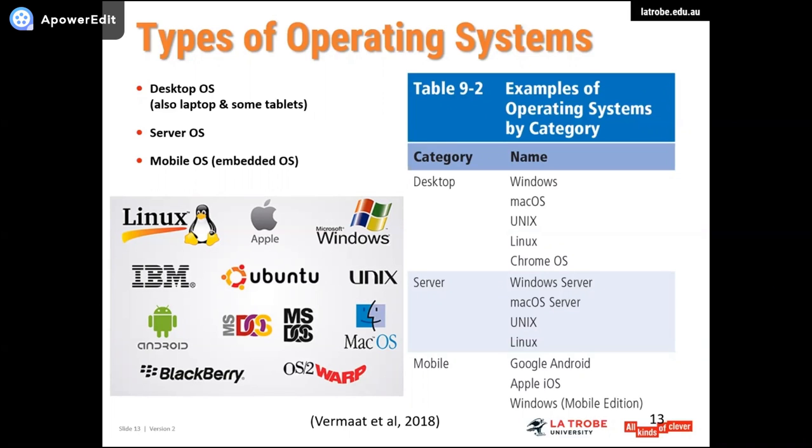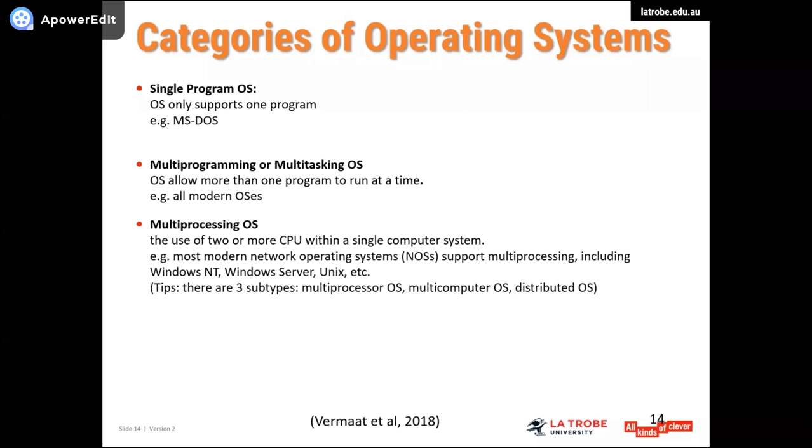Now we know that we have many options in the market for operating systems. Here we can divide them into three main categories. First is called the single program OS. A single program OS only supports one program at the same time. It means that if we run one program and want to run a second program, we have to shut down the first one, then we're allowed to run the second one.